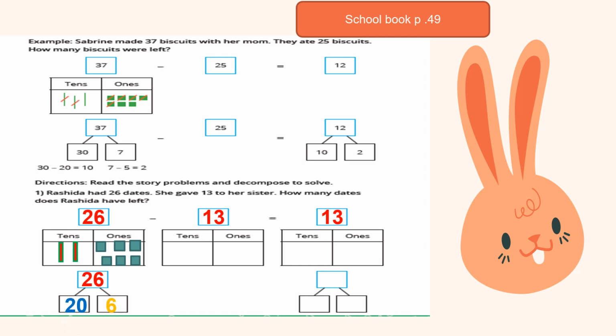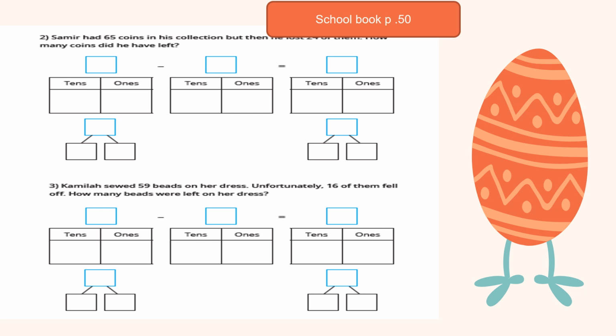So we will cancel 3 small squares and 1 stick. So the remainder will be 1 stick and 3 small squares. Let's decompose 13. 10 plus 3. Let's move to next story problem.